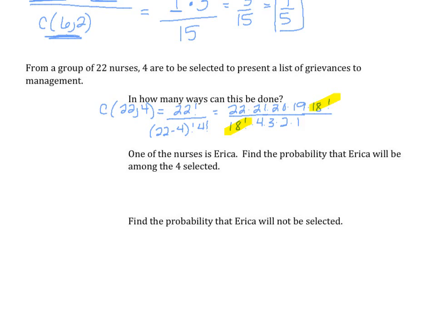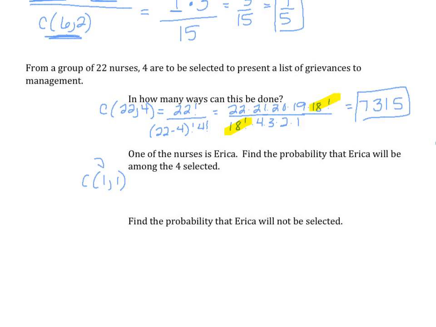Multiplying my numerator and dividing by my denominator, we get 7,315 total choices. And we're going to use this number here in a moment. One of the nurses is Erica. Find the probability that Erica will be among the 4 selected. So of the 1 selected, I want one of them to be Erica.